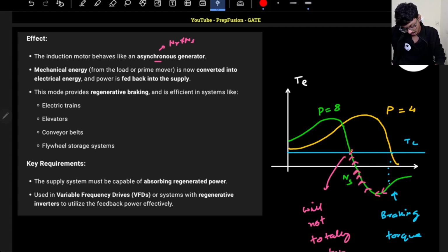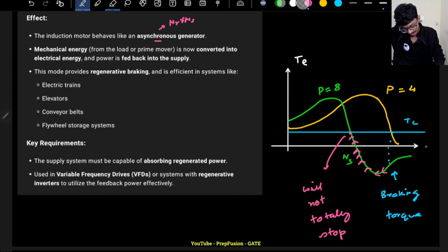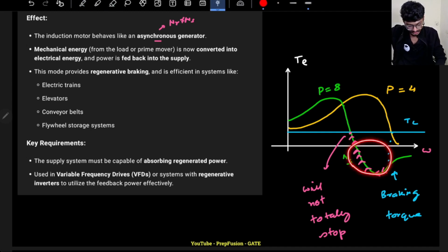So what can I comment? This deceleration is some energy. If I integrate this area, because torque into omega is power, where this is omega, the speed, then this comes out to a negative area with respect to the rotor. That means the rotor is supplying to the stator side.